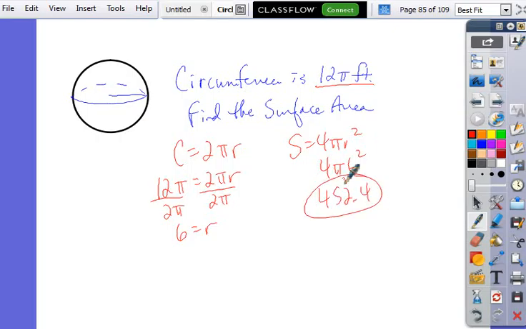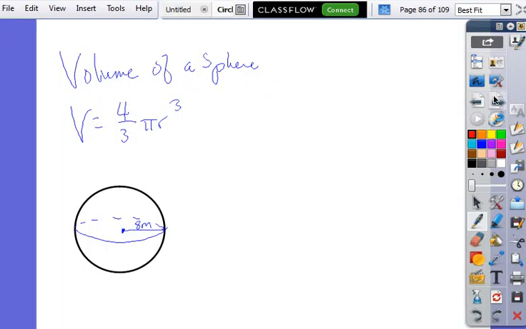All right. Then we go to volume of the sphere. The only difference is we change that formula to 4/3 pi r cubed. We're still plugging in the radius, whatever it is.